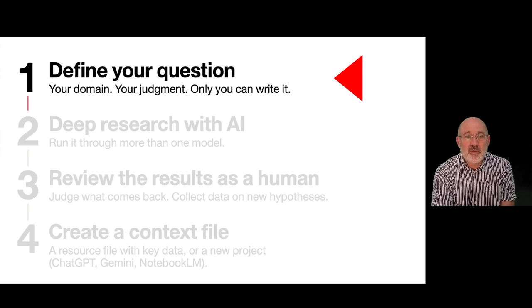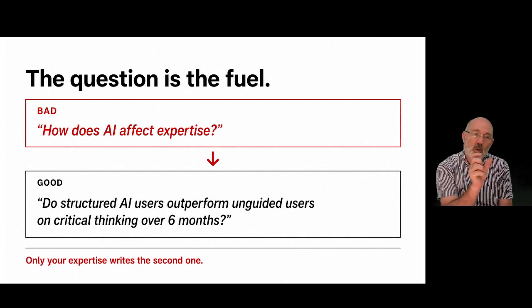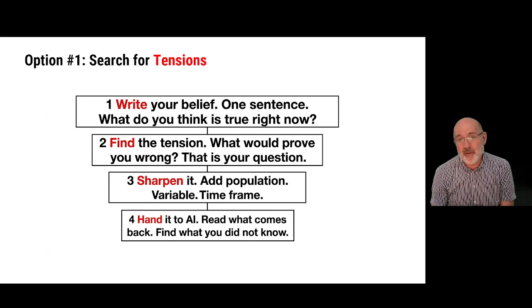It's your domain, your judgment. Only you can write it. The question is the fuel that gets things started. A bad question might be something like, how does AI affect expertise? A good question is, do structured AI users outperform unguided users on critical thinking over 6 months? One is general, one is specific. You need to have a general level of expertise to write the second one.